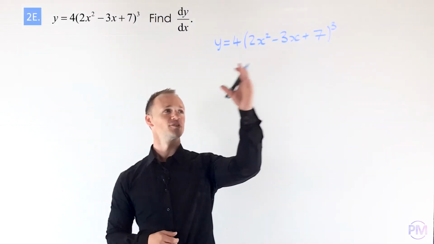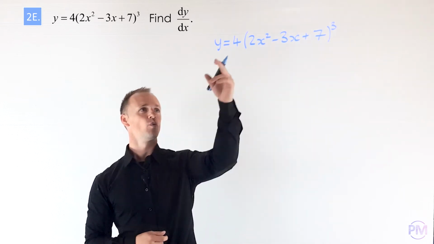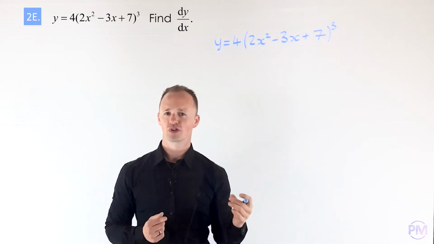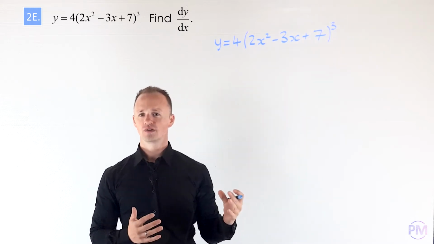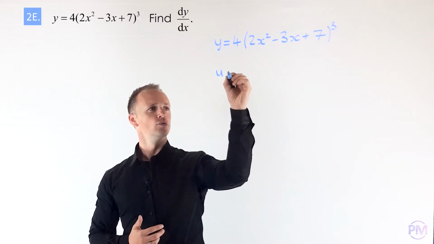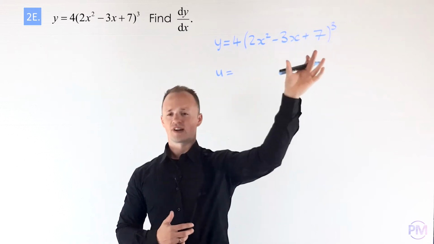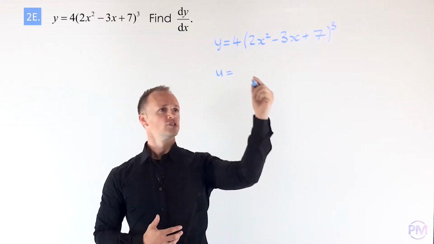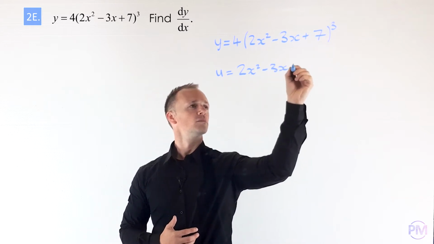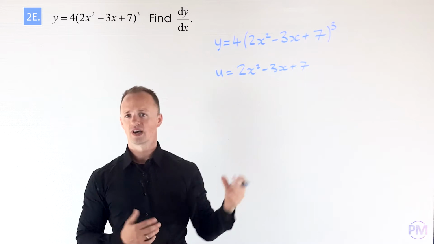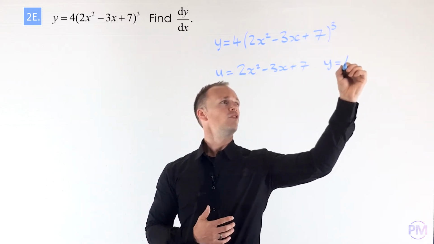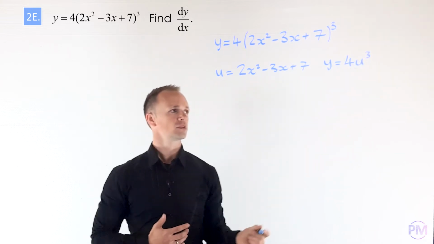Okay, so we're now moving on to slightly more complicated examples here. We've got y equals 4, and then in a bracket 2x squared minus 3x plus 7, all cubed. And so, again, we can use the chain rule. We've clearly got an inner function here, but this time, when we're defining u, the 4 is on the outside of the bracket, so we're going to leave that in the outer function. So the inner function will just be 2x squared minus 3x plus 7, which is something we can quite easily differentiate. That means we get y equals 4u cubed.